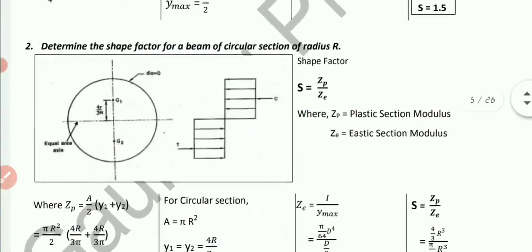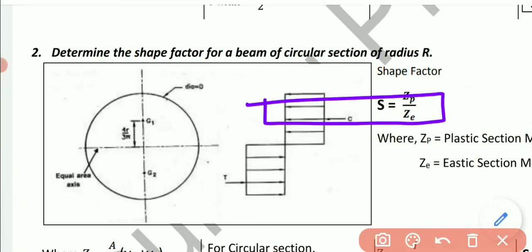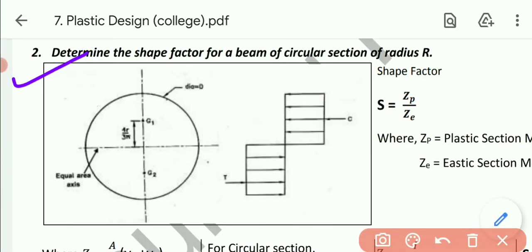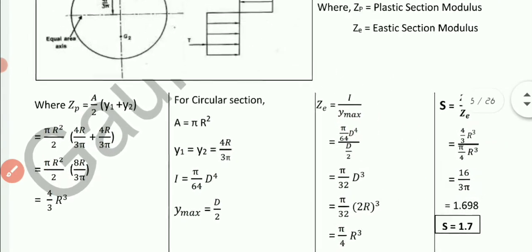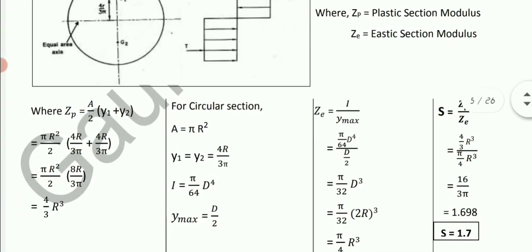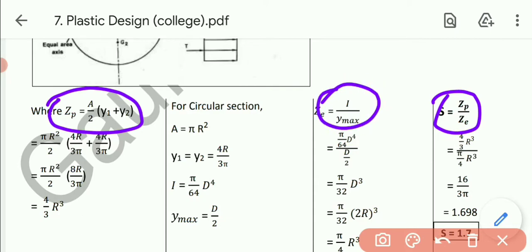Let's take another cross section, say circular section. Determine the shape factor for a beam of the circular section of the radius r. So first of all, let's draw a circle of the radius r. So we need to calculate shape factor. Once again, for shape factor we need to calculate the value of Zp and Ze. Zp, this formula same, a by 2 in the bracket y1 plus y2, and Ze, that is I by Y max.